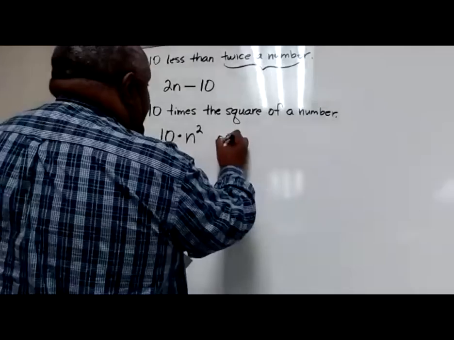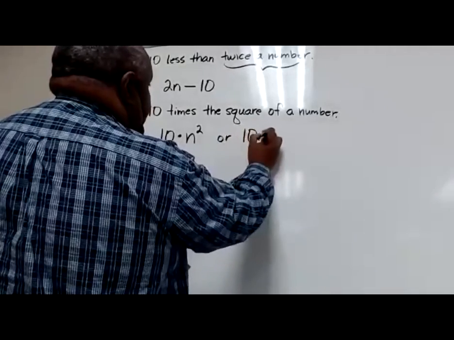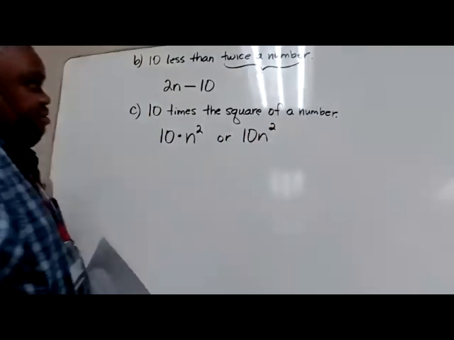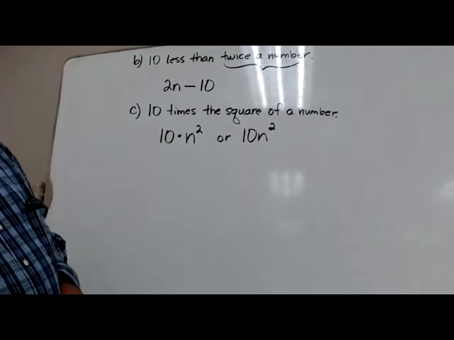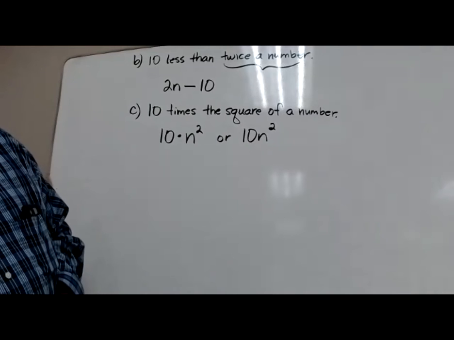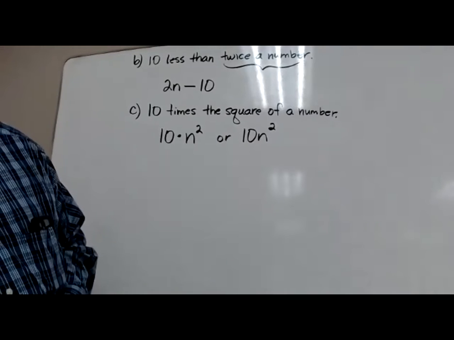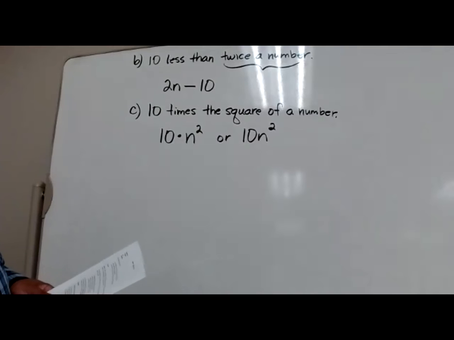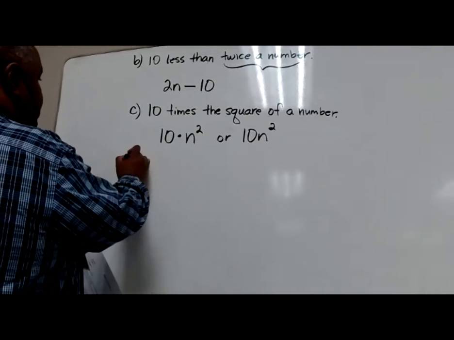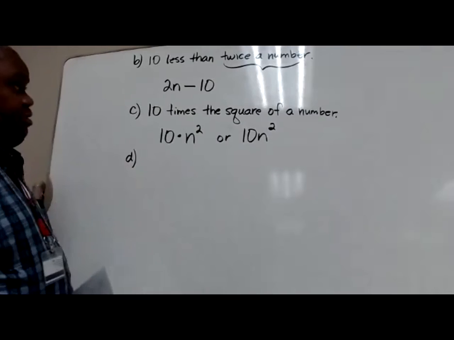Or another way, you can just write that without the multiplication symbol. They both mean the same thing. It'd just be 10n squared. Questions on part C?